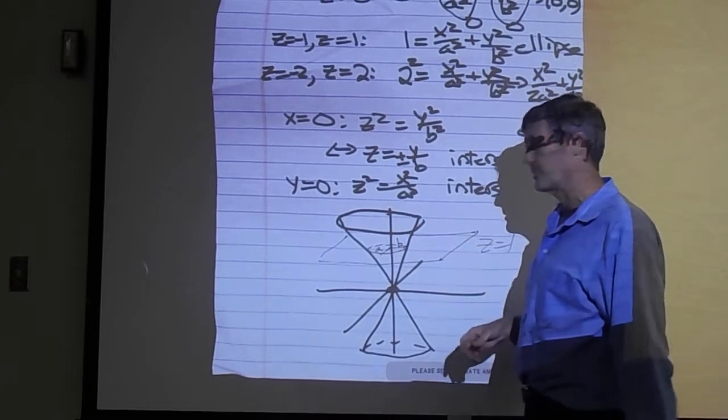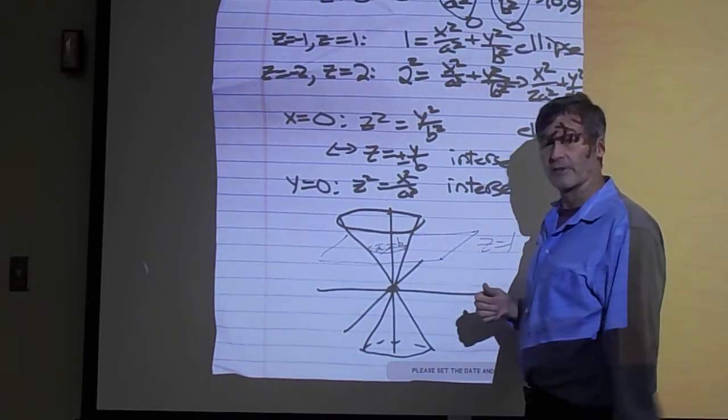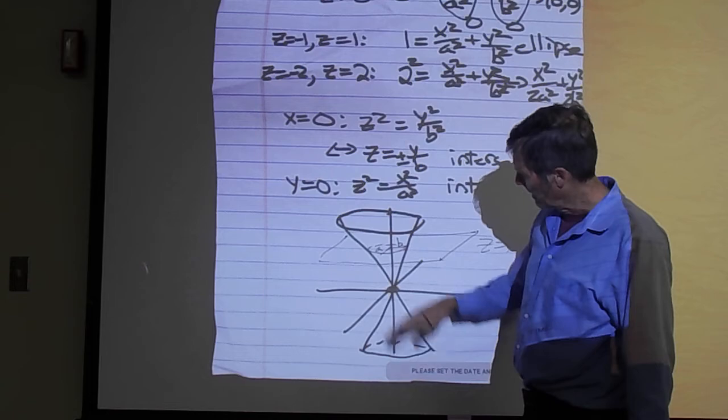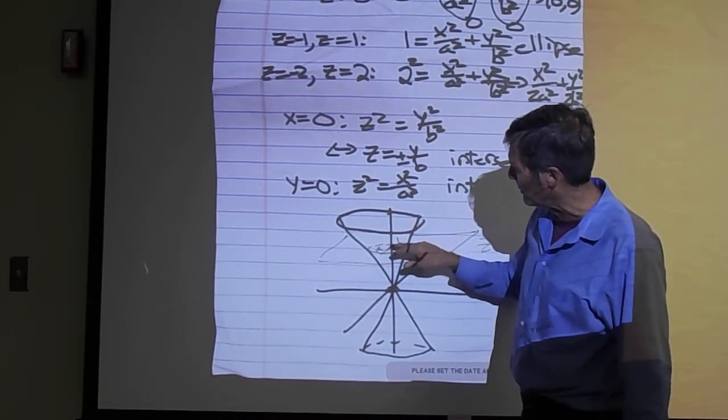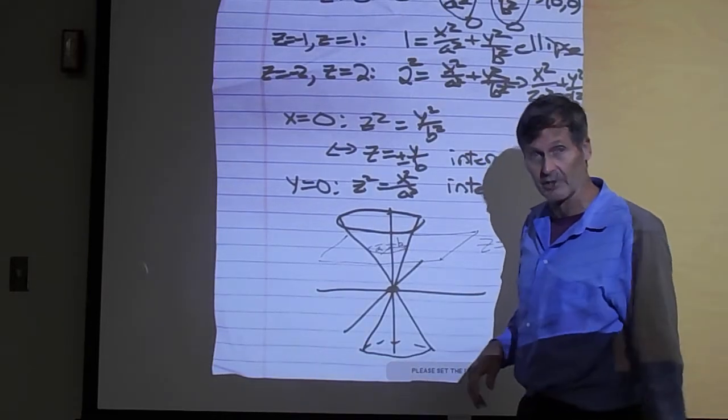So see how easy it is to sketch? You just recognize from seeing that equation that it's an elliptic cone, put the origin as a point, make a cross section here with semi-axes a and b, and you've got a pretty good sketch.